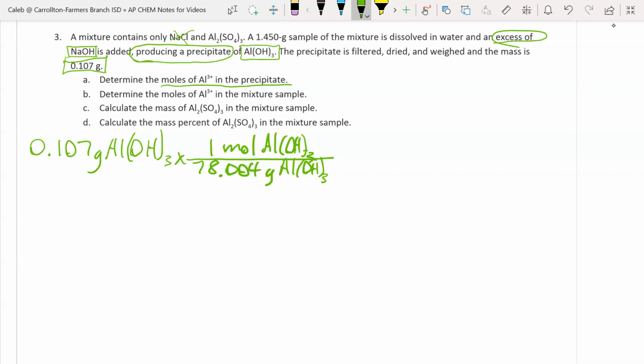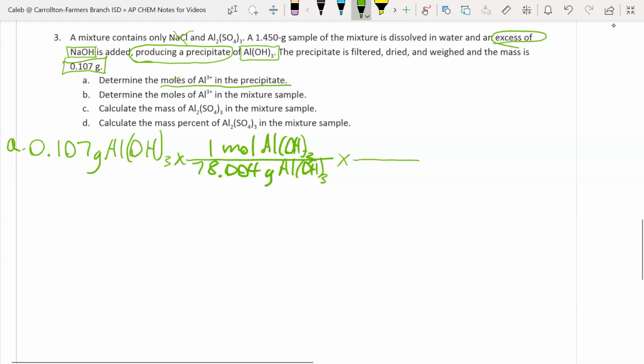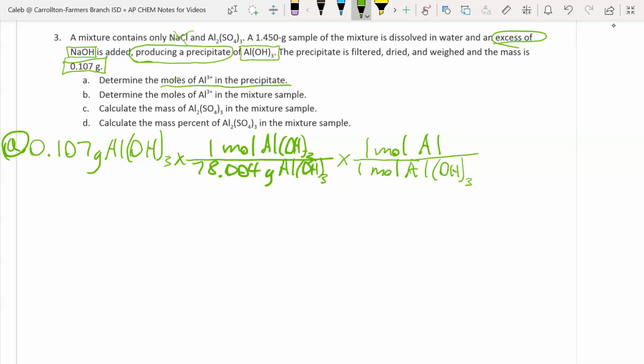Technically, it didn't ask me for the number of moles of Al(OH)3, though. I want to know the moles of Al3+. Okay, so for part A, which is what I'm answering here, I need to find out how many moles of aluminum ions there are in 1 mole of Al(OH)3. Well, I only have 1. And you might say, well, I don't really need to do that, do I? Well, in a calculator you don't, but you do have to show it on paper in order to justify this.